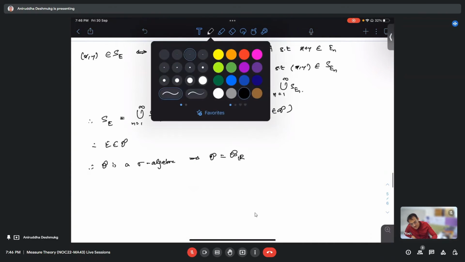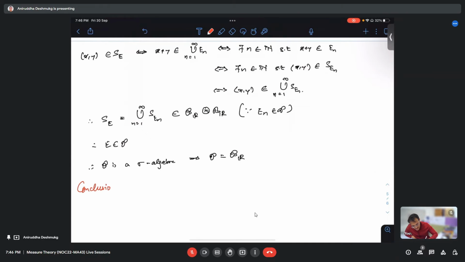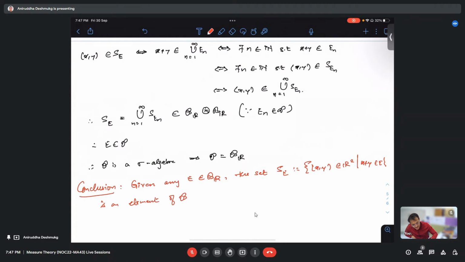So what we have essentially proved is, our conclusion is that given any set E inside BR, the set SE, that is all those points in R2 for which x plus y is inside E, is an element of BR cross BR.